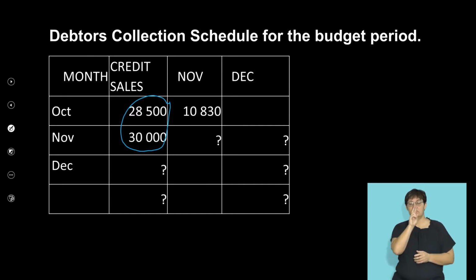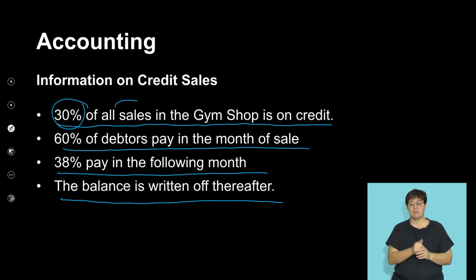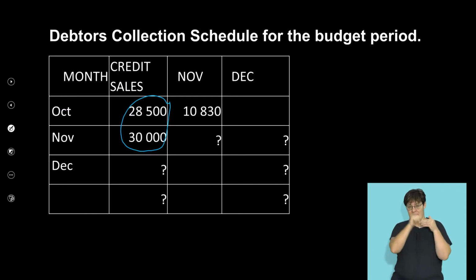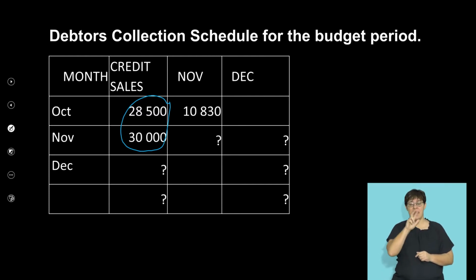So if I'm looking at November at 30,000 Rand as my credit sale, and I know that in November I'm paid 60% because that was my proviso. I'm paid 60% of that figure in the same month. So obviously, if you take 30,000 times your 60%, that will give you a figure of 18,000 Rand. So this figure here is your 18,000 Rand.